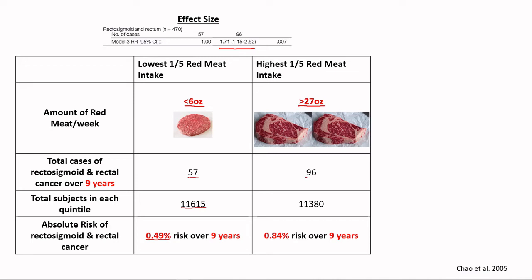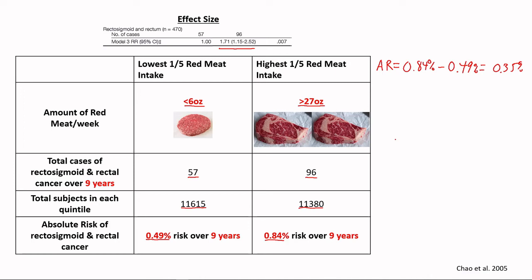For the highest quintile, there were 96 total cases of cancer. This was out of 11,380 participants for an absolute risk of 0.84% over 9 years. Therefore, the attributable risk is 0.84% minus 0.49%, which is 0.35%. Compare this with what was reported, which was a relative risk of 1.71, or a 71% increase in colorectal cancers, which sounds much more impressive and publishable.